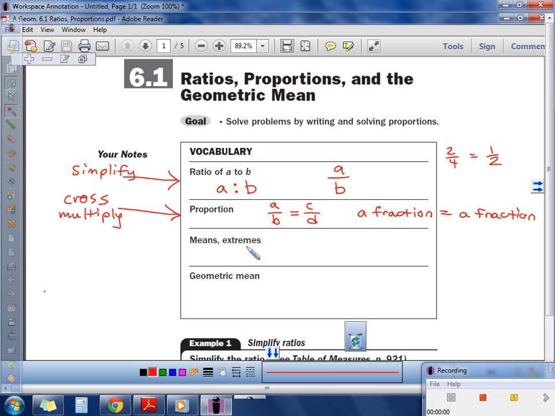I'm not going to focus too much on means and extremes. Basically, all you need to know is this. Whenever you are looking at that proportion, you focus on the diagonals. So one diagonal is considered your means, and the other one is considered your extremes. Did anybody figure out which is which? Means are what? B and C. So those are your means, and these are your extremes. Pretty simple.